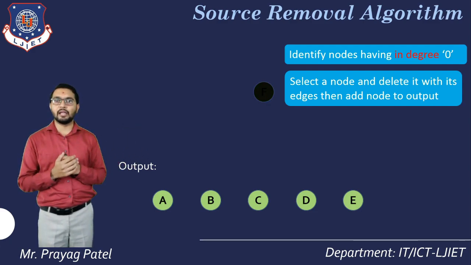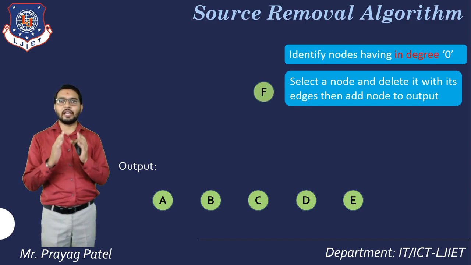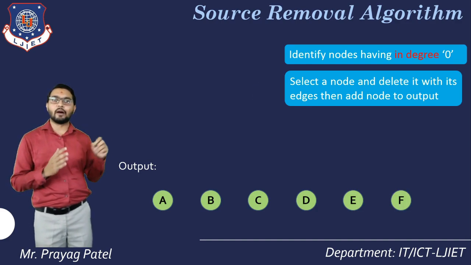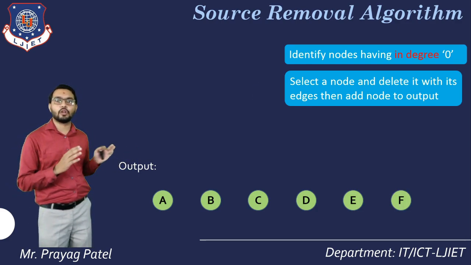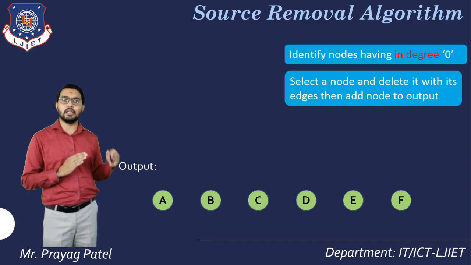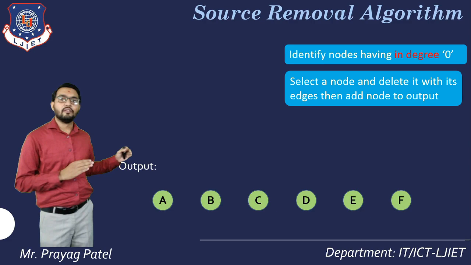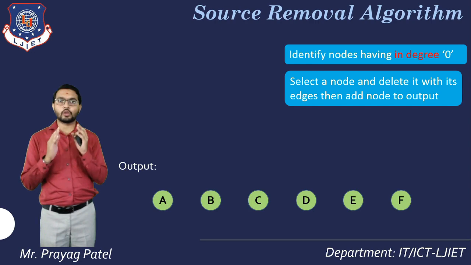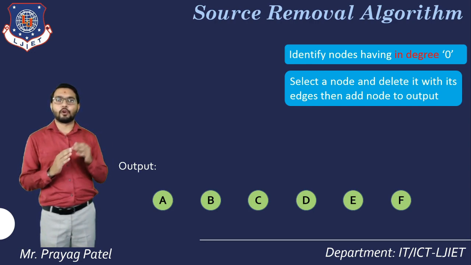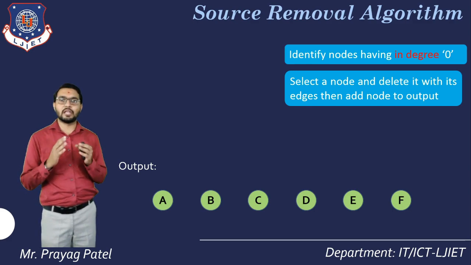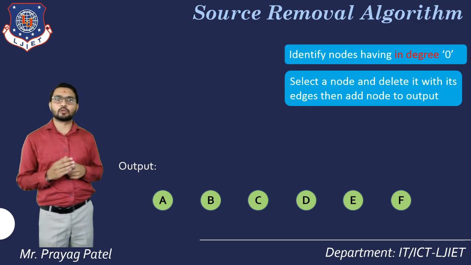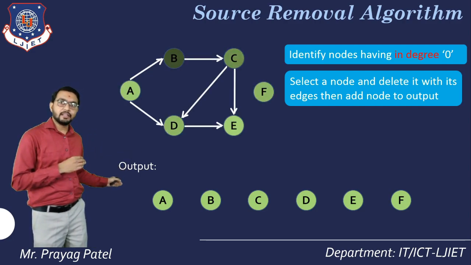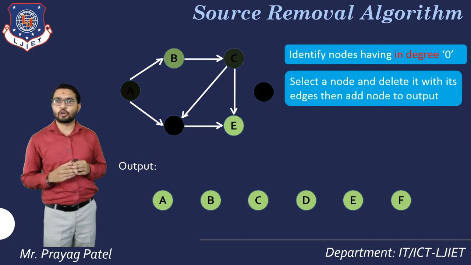Now only one node is remaining, node F. Here the in-degree of node F is equal to 0. So remove this node and insert it into the output list. So the output is A, B, C, D, E, F. This sequence is considered a topological sort order. You can use any method to find the topological sort order. The first is the DFS-based algorithm, or you can use the source removal algorithm to find the topological sort order.